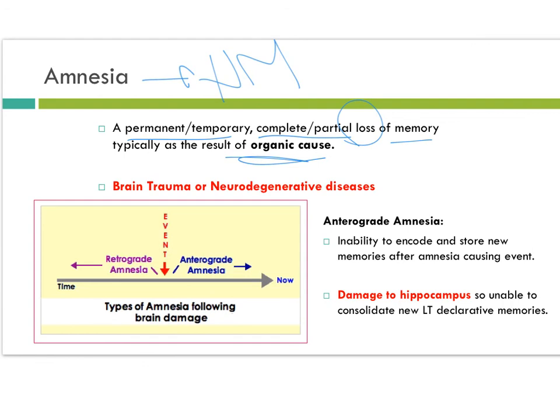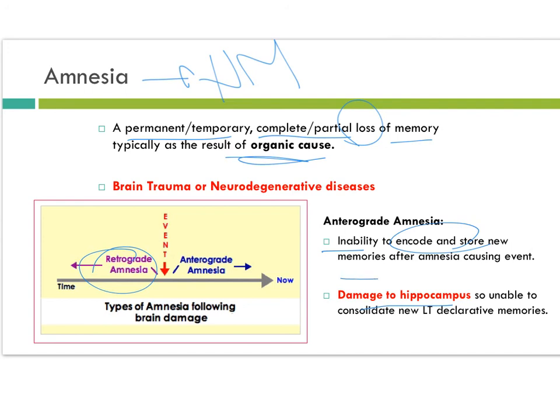So the only type of amnesia that you need to know about is anterograde amnesia, although I really think for all of you, it's good to have a vague idea of what retrograde amnesia means. Anterograde amnesia is the inability to encode and store new memories after the amnesia-causing event. That's because the hippocampus has been damaged. So obviously we don't have that structure working properly, or it's dysfunctional. So we can't encode anything new, we cannot store anything new.